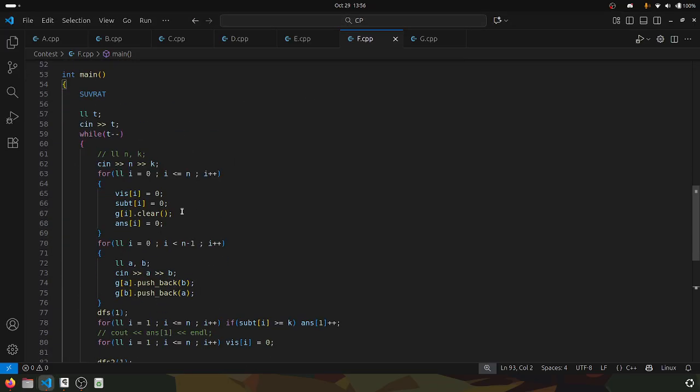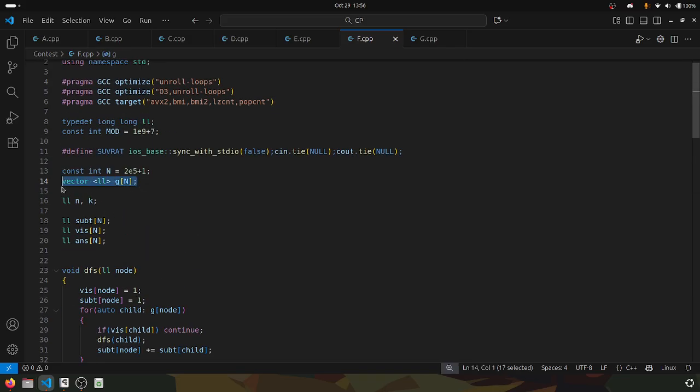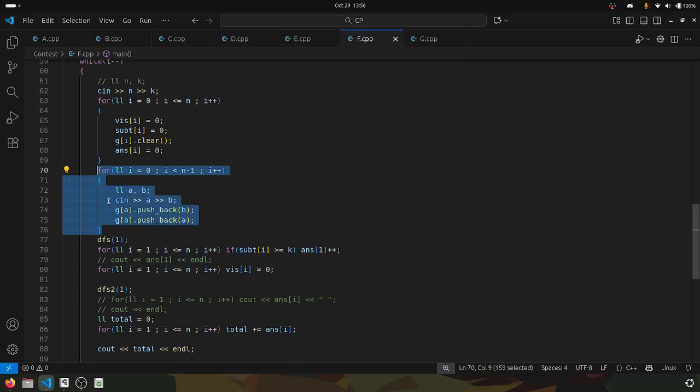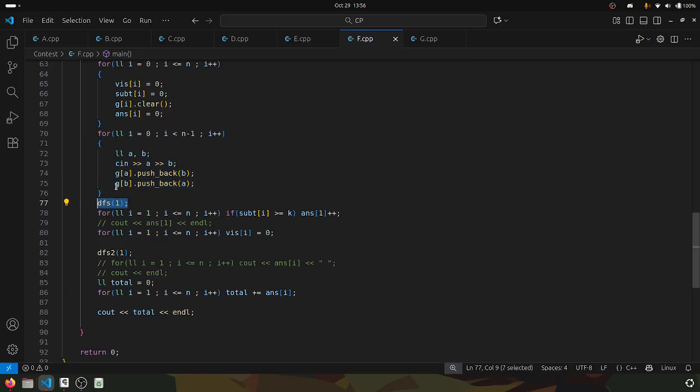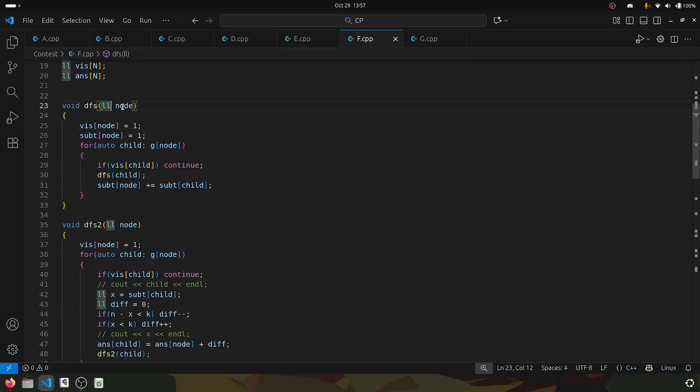So I am creating a graph. For that I am maintaining this adjacency list, and subt will give me the number of nodes in its subtree. Visited is nothing but a variable for DFS, and answer is nothing but our DP. Here I am resetting it for the current n, then taking the graph as input, and this DFS is to calculate the values of subt. So vis of node is equal to 1, then subt of node is equal to 1, and then DFS of child and subt of node plus equal to subt of child.